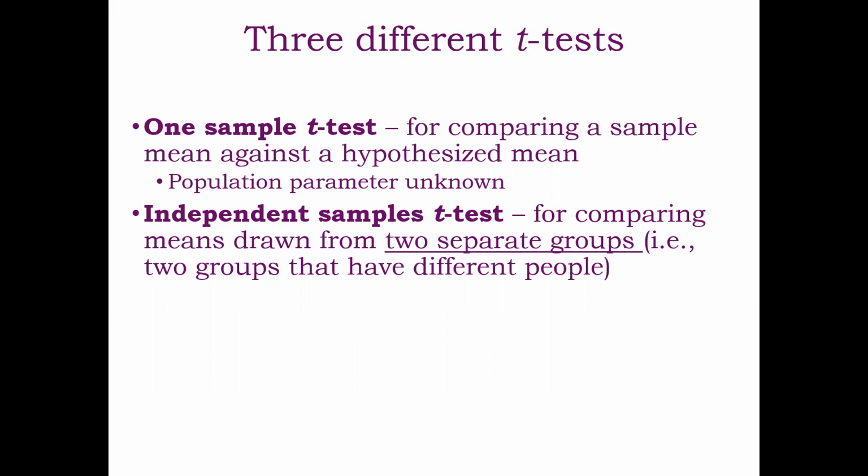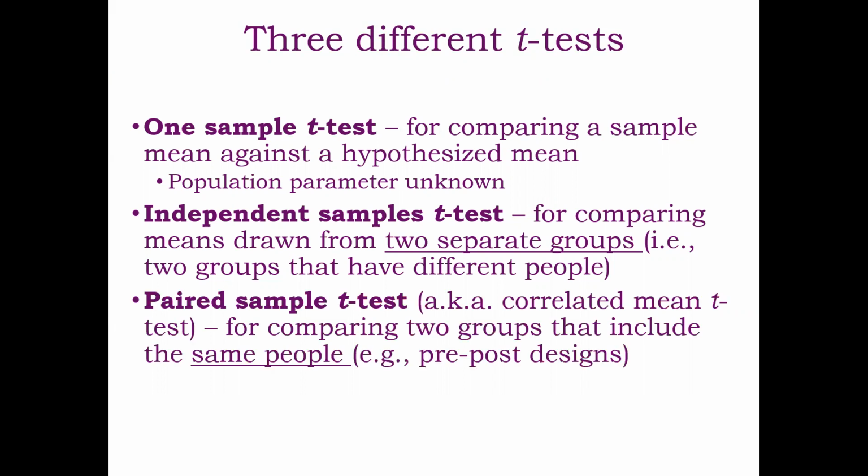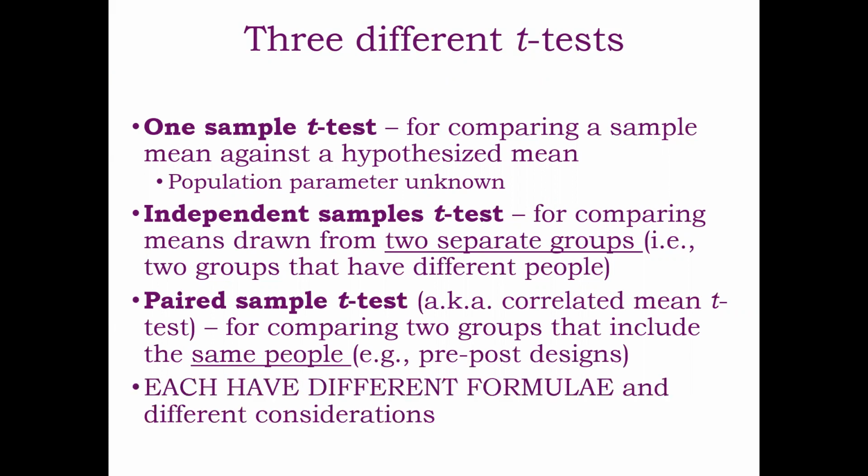Then we have our independent samples t-test. It's for comparing means between two separate groups that have different people. And then next unit, we'll talk about the paired samples test, which compares two groups of the same people, or at least a few of the same people. For example, pre-post designs, or if I compared your grades on midterm 1 with your grades on midterm 2 to see if you're improving, right? And as I said last week or last unit, each has a different formula and different considerations, right?